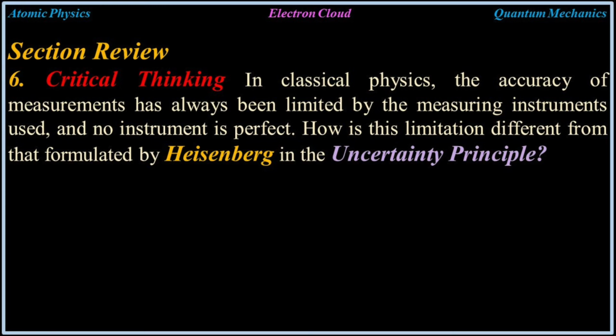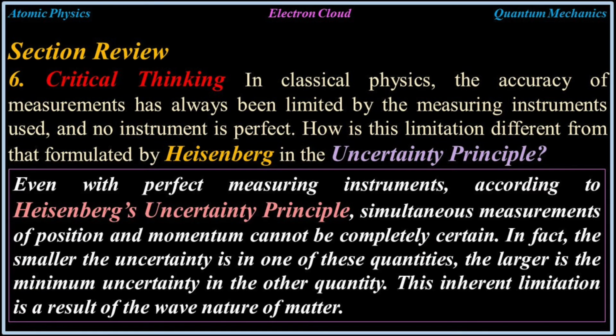Critical thinking. In classical physics, the accuracy of measurements has always been limited by the measuring instruments used, and no instrument is perfect. How is this limitation different from that formulated by Heisenberg in the uncertainty principle? Even with perfect measuring instruments, according to the Heisenberg uncertainty principle, simultaneous measurements of position and momentum cannot be completely certain. In fact, the smaller the uncertainty is in one of these quantities, the larger is the minimum uncertainty in the other quantity. This inherent limitation is a result of the wave nature of matter.